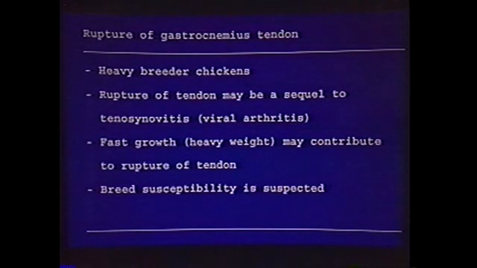I see it sometimes in very fast growing birds, especially certain breeds. I've seen it where both male and female of the same breed are heavy, fast growing birds. That particular breed is very fast growing, and I see them more susceptible to that rupture of the tendon. So the bird is growing very fast, and the tendon is weak, cannot handle all that weight and pressure, and may rupture that way. This is just suspected.